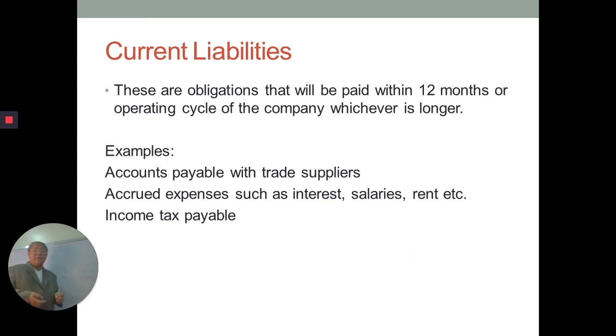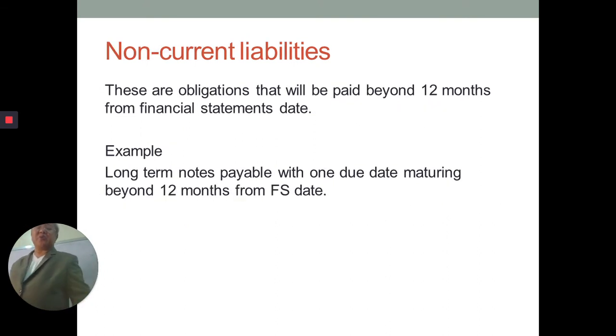And what are the examples of current liabilities? You have accounts payable with suppliers or trade suppliers, accrued expenses like interest, salaries, rent, utilities, and of course the income tax payable, which is due to our government through the Bureau of Internal Revenue. Next, non-current liabilities, which I already explained.